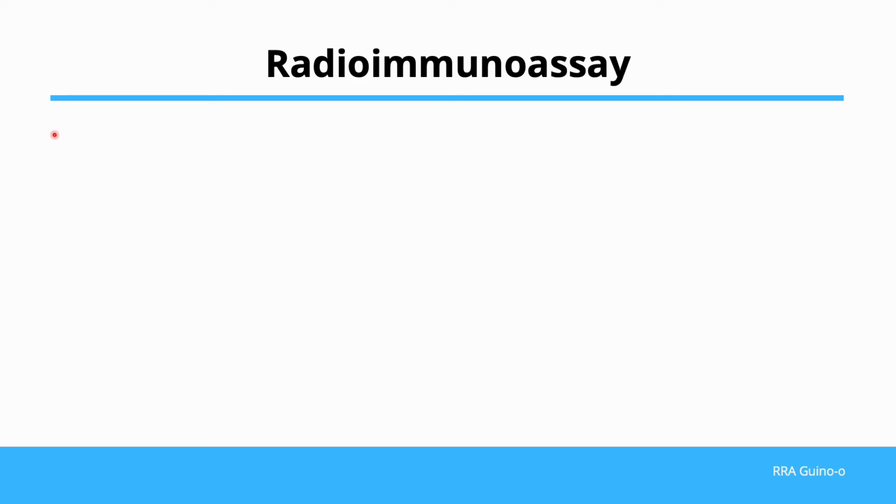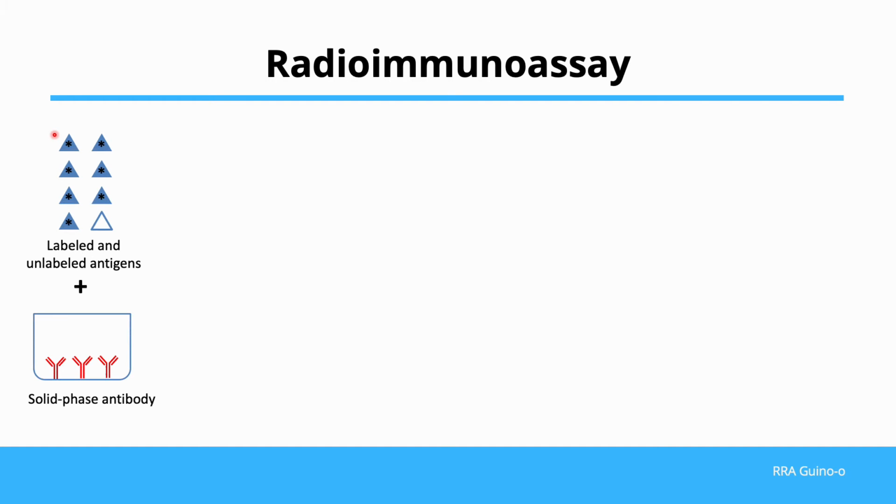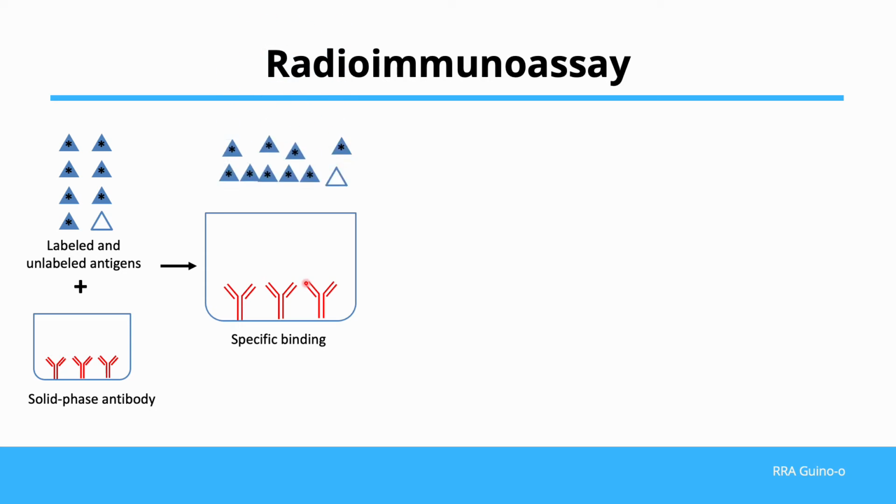Here you can see how the radioimmunoassay works. First, you have your labeled and unlabeled antigens. Here, the labeled antigens are labeled with the radioactive substances. And of course, the unlabeled antigens are our patient antigens. We add this to a vessel with our solid phase antibody. So we have our specific binding phase.